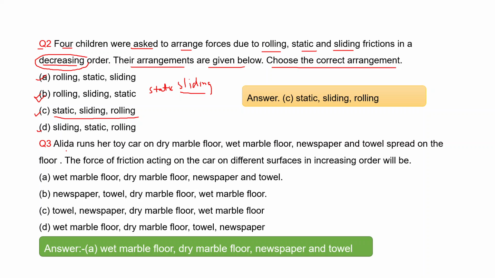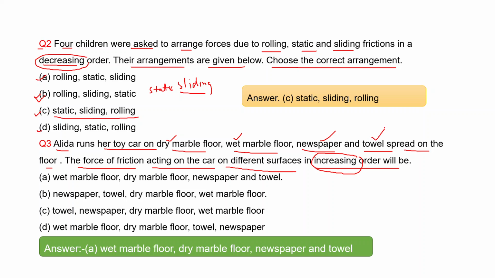Now question number 3. Alida runs her toy car on dry marble floor, wet marble floor, newspaper and towel spread on the floor. The force of friction acting on the car on different surfaces in increasing order will be. Again, remember this is increasing order. As we have discussed, friction depends on the irregularities. The more the irregularities, the more the friction.